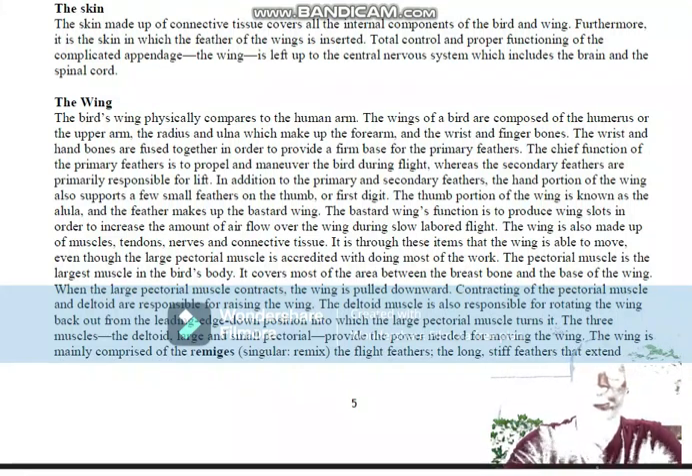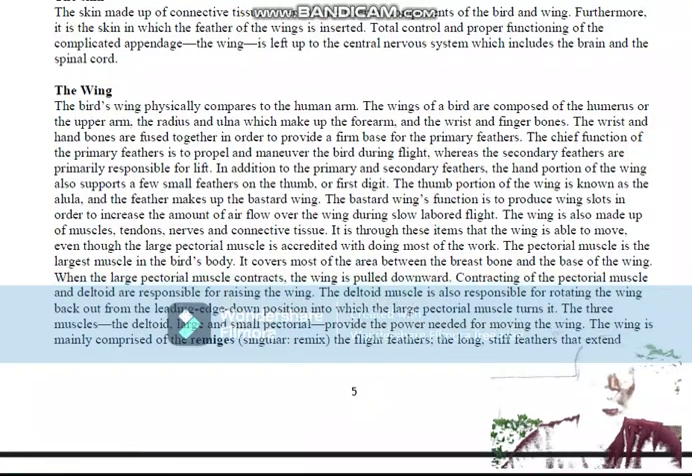The wing is mainly comprised of remiges, also called remix, and the flight feathers, the long stiff feathers that extend backward and downward.